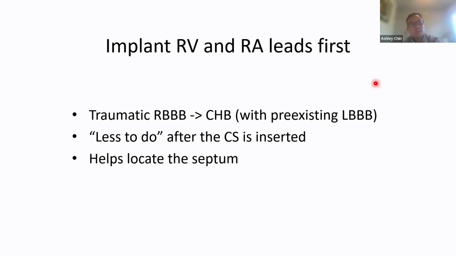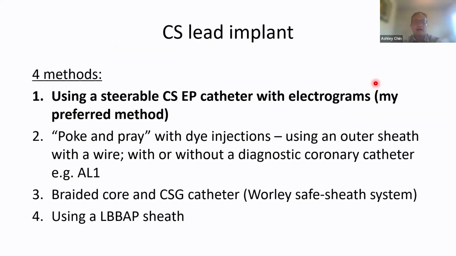And I think it also helps me because the RV lead, if you're putting it in the lower septal apical region, helps me locate the septum in the LAO view. So I know more or less the rotation or where the septum lies. So I know when I'm crossing the septum, so to speak, to get across into the coronary sinus. So those are some of the reasons why I do it after the RA and the RV lead.